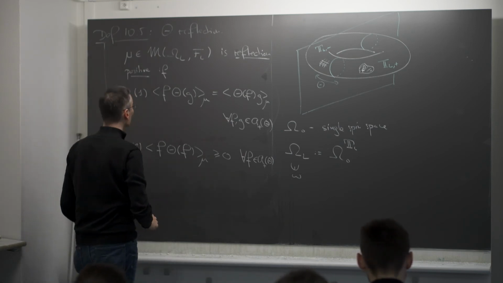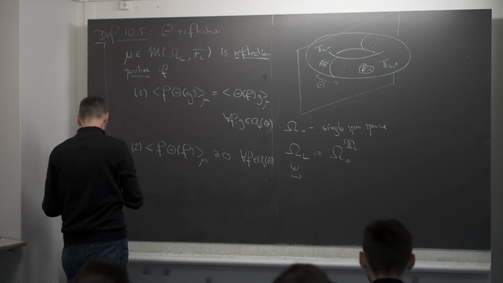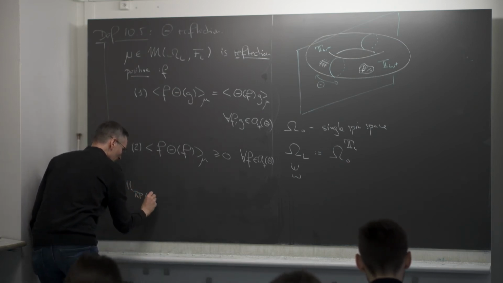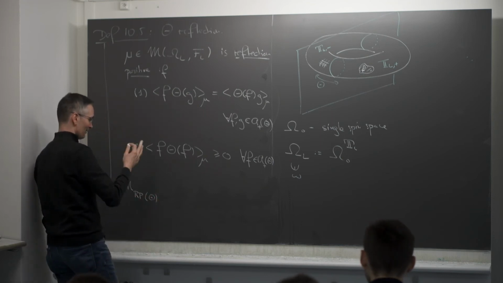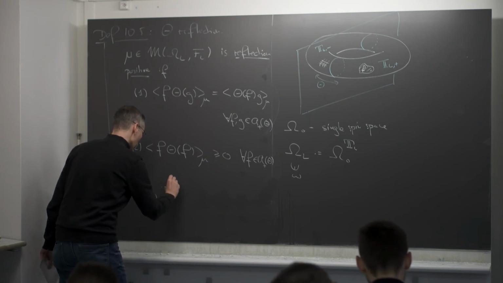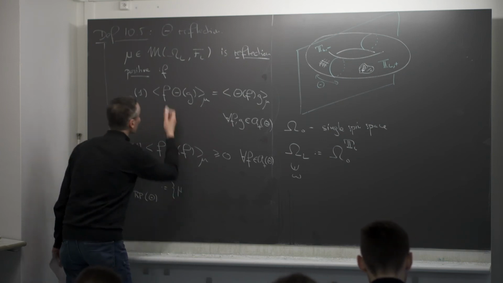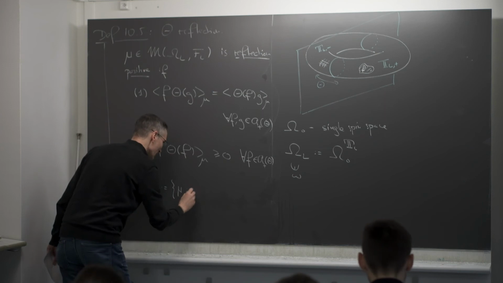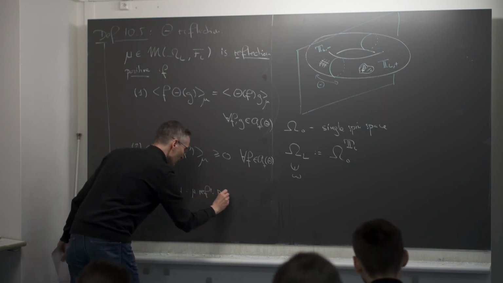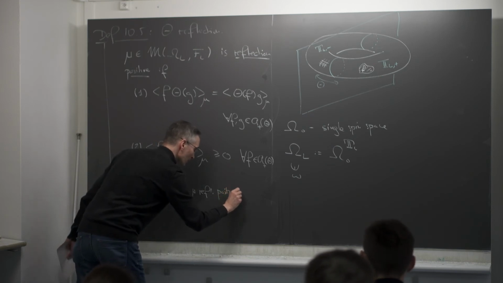And let me denote also the set of all reflection positive measures. So I will denote by M reflection positive. I have to say with respect to which reflection. So I put the theta here. This will be the set of all mu, measures on Omega_L, such that mu is reflection positive with respect to theta.